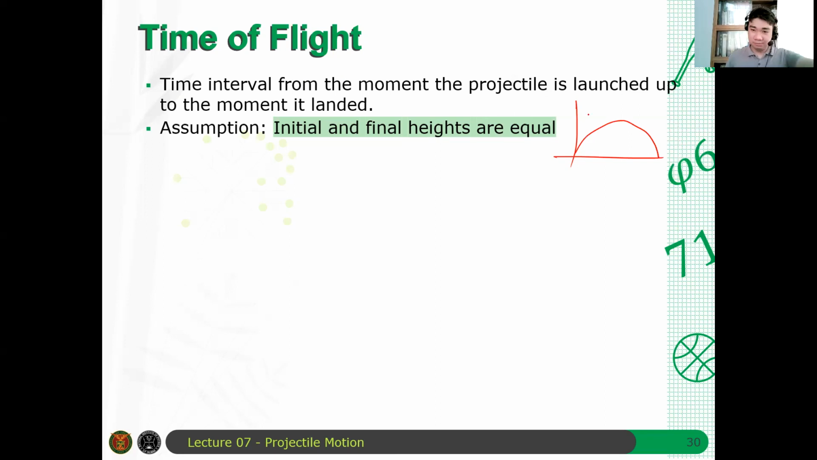Okay? Now, let's go back to the trajectory equation. Remember that the trajectory equation is a parabola. Therefore, if it is a parabola, it must have an axis of symmetry. So the time it took for the particle to reach the maximum height is equal to the time from the maximum height going down, because it is symmetric. By symmetry, we can use that argument.